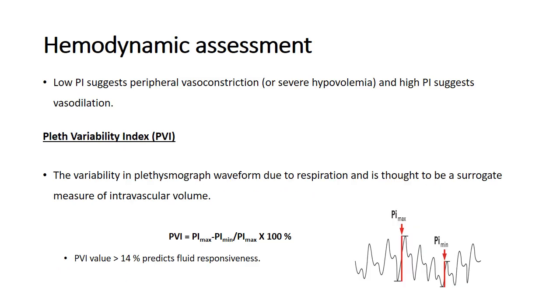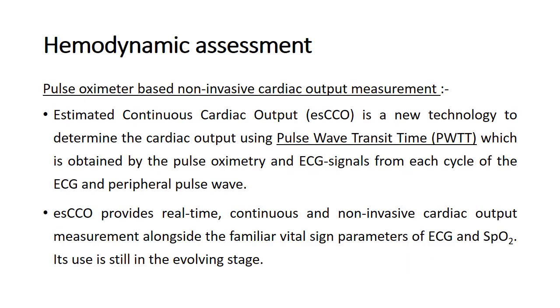This is a very important index, the plethysmographic variability index, and if this index is more than 40%, it means the patient is fluid responsive. And how is it calculated? It is calculated on the basis of this formula. The PVI is equal to PI max minus PI min divided by PI max, times 100%, and if it is more than 40%, it means the patient is fluid responsive.